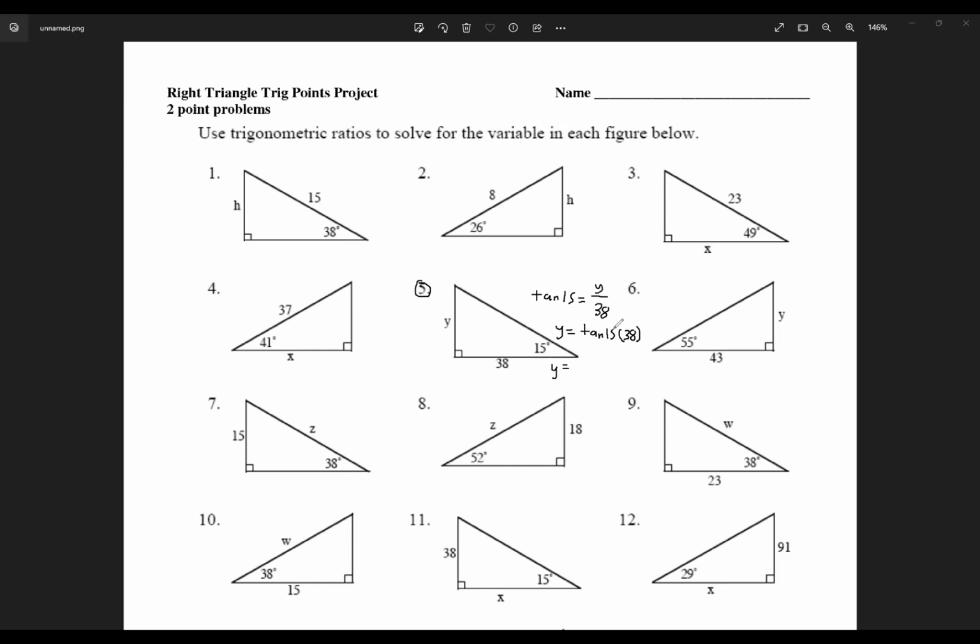Mine goes from 0 to 30. Probably doesn't even start till 15. Yeah, you're right. Most of them start at 30, I think. But anyways, that's how you do it, right? Mm-hmm. All right, let's try another one.